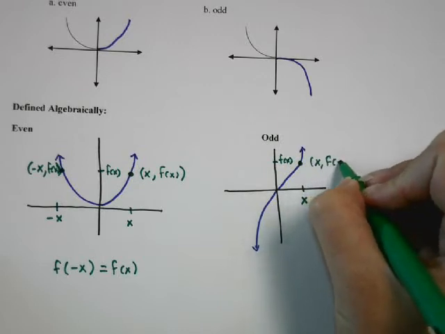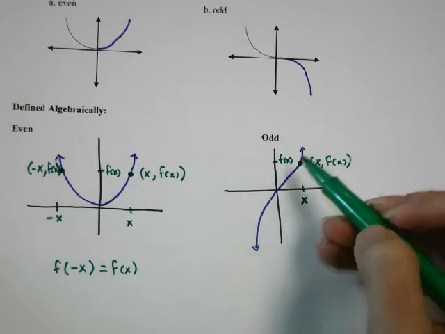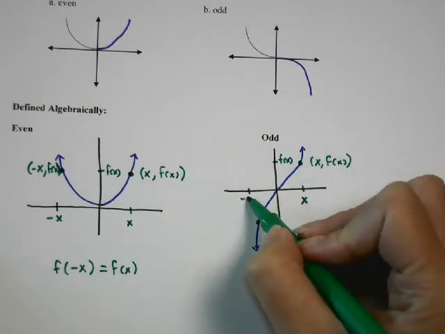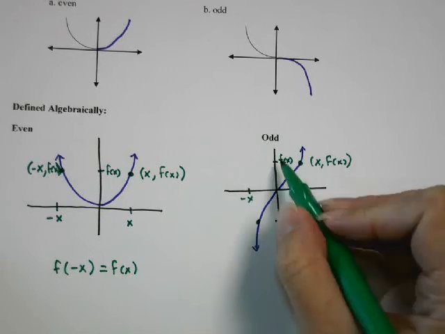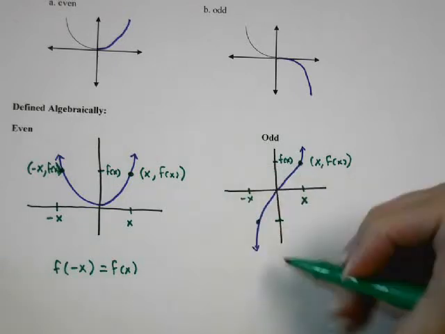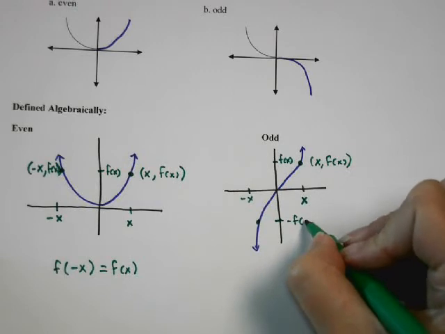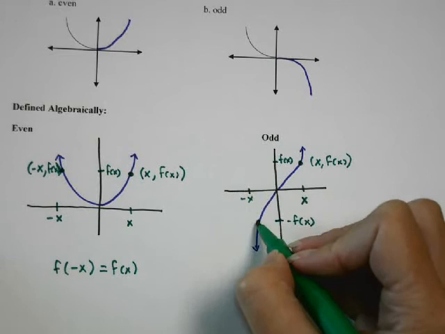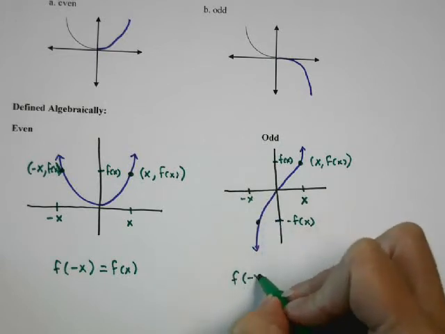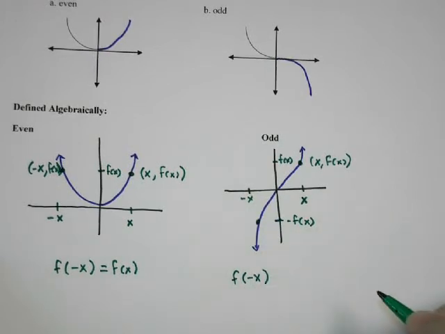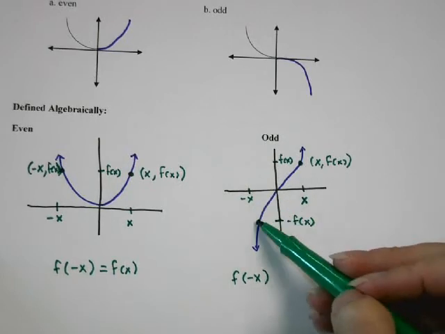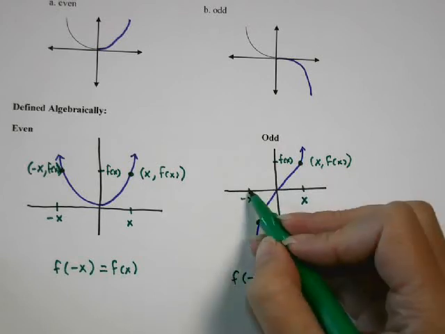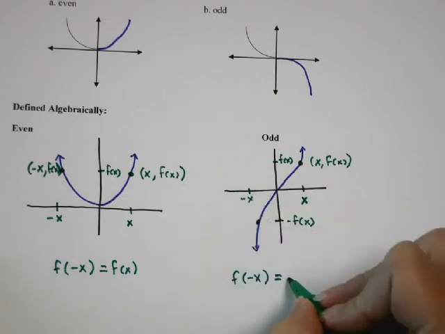And there is a counterpoint on the opposite side, where if this is x, this is negative x, but rather than it being equal, like on an even function, it's actually going to be opposite. So when I evaluate the function at a negative x, it is related to what it is on the positive side, but it's always going to be opposite. So f of negative x is equal to the opposite of whatever f of x was.